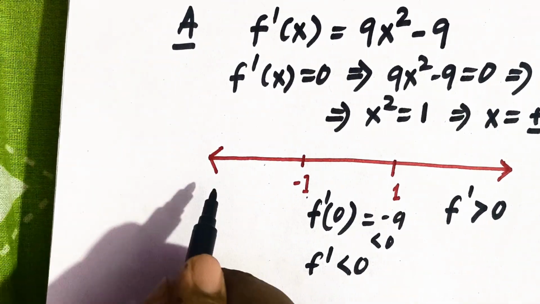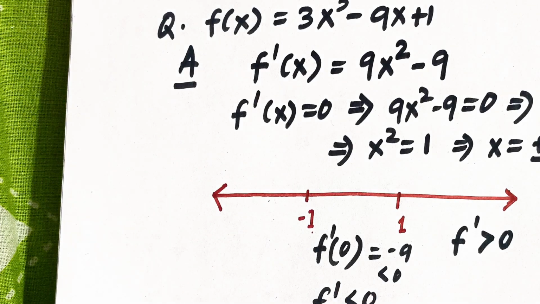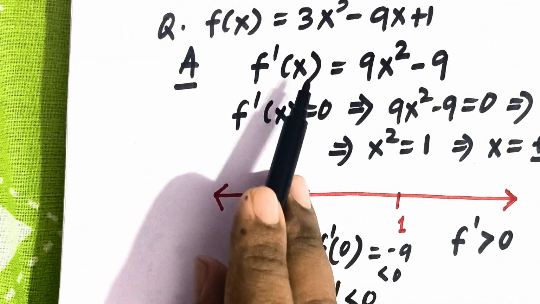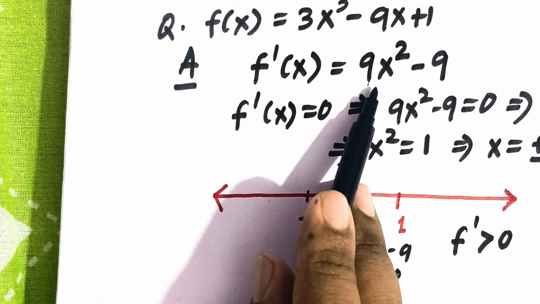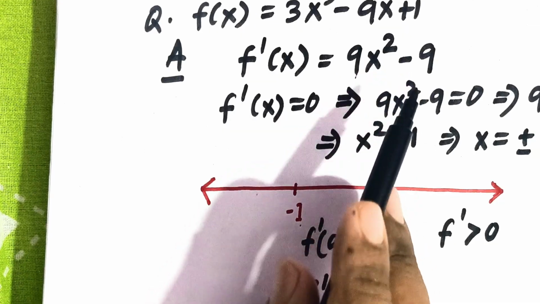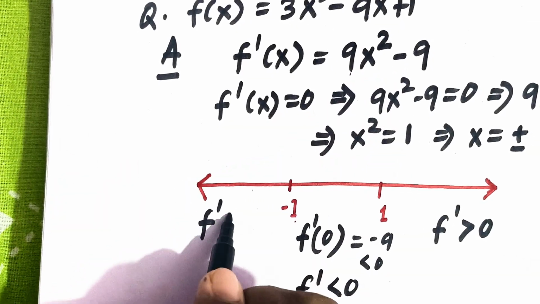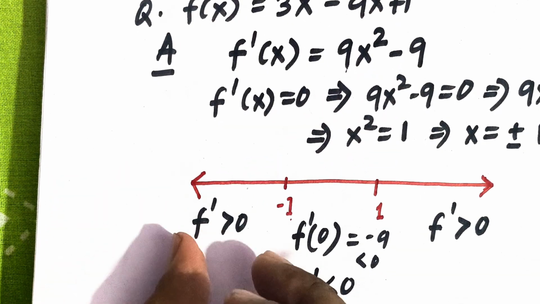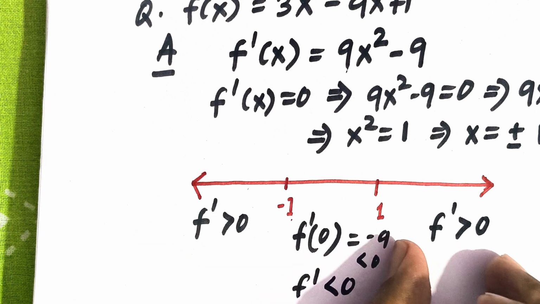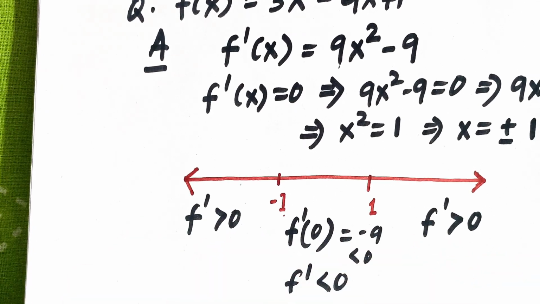In this part, let's pick minus 3. So f dash of minus 3 is 9 times minus 3 squared, 9 times 9, which is 81, minus 9, which is clearly positive. So f dash is positive. So in this part our first derivative is positive, here also positive, and here we have negative.